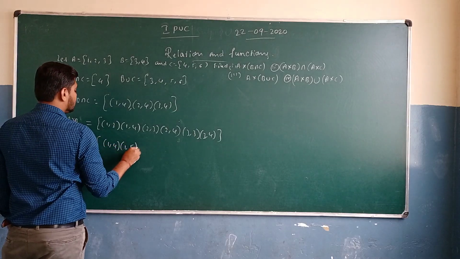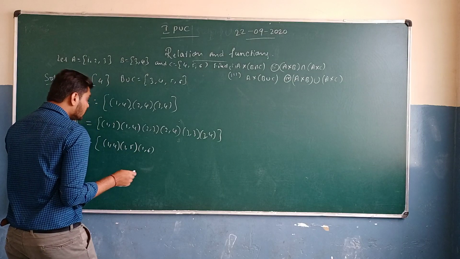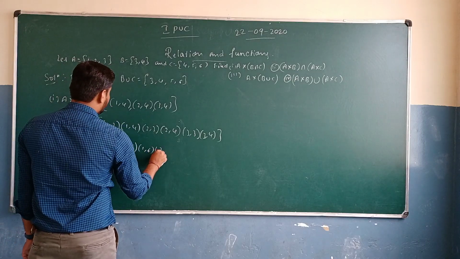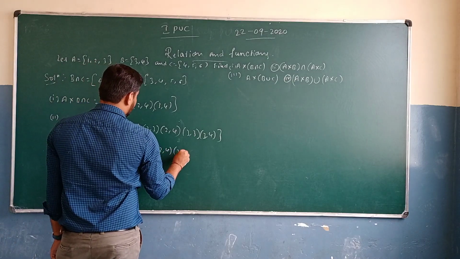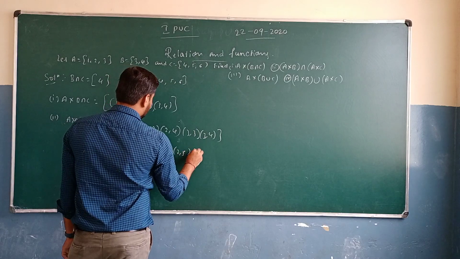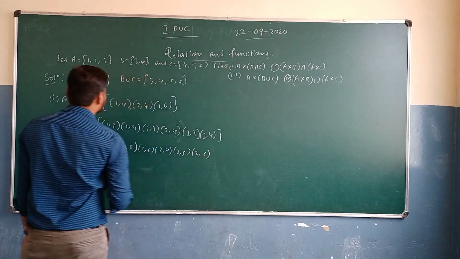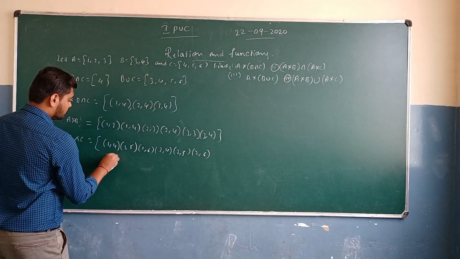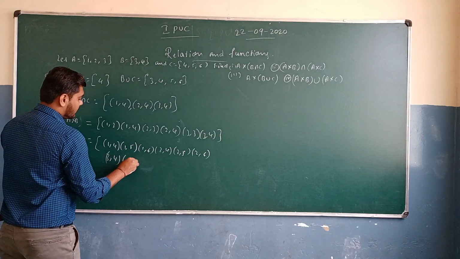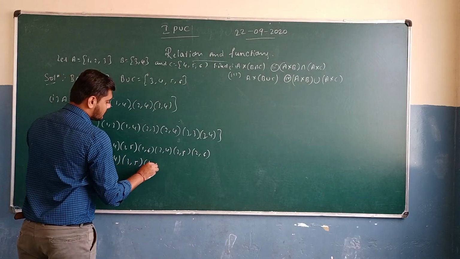1, 5. So then 1, 6. So next one is 2, 4. 2, 5. Then 2, 6. So next one is 3, 4. 3, 5. So next one is 3, 6.